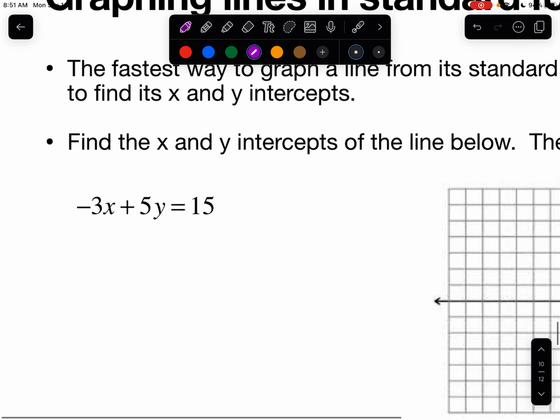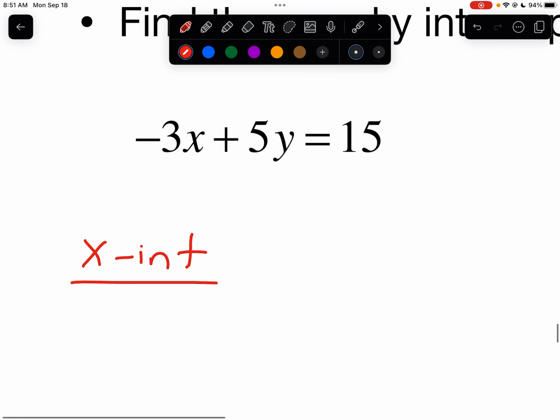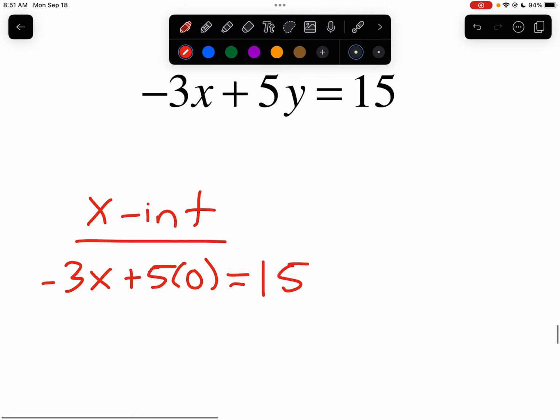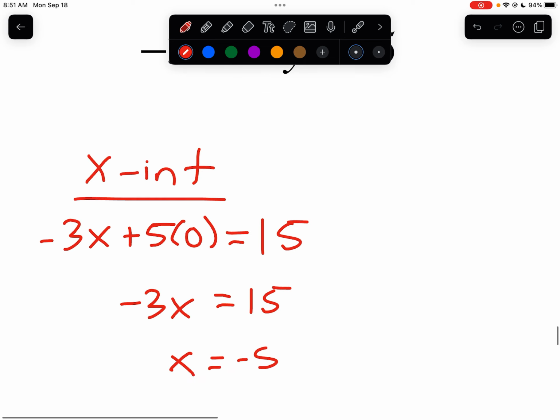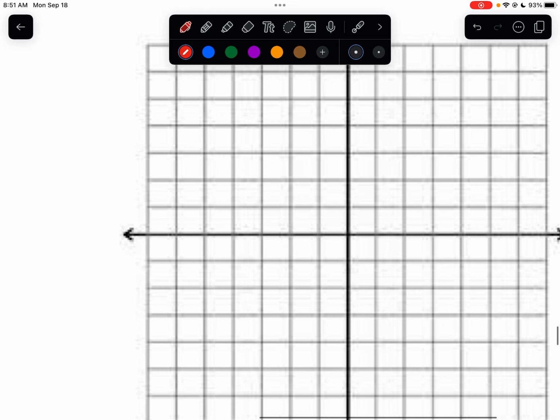Let's try that here. Let's find the x-intercept first. We've got negative 3x plus 5y equals 15. To find our x-intercept, well, the x-intercept is where the graph crosses the x-axis. At that location, the y-coordinate will be 0. So to find an x-intercept, we plug 0 in for y, and we solve for x. Now, 5 times 0 is 0, so that expression drops out. We divide both sides by negative 3, and we find the x-intercept of this line, negative 5, 0. I'm going to go ahead and plot that on the graph.